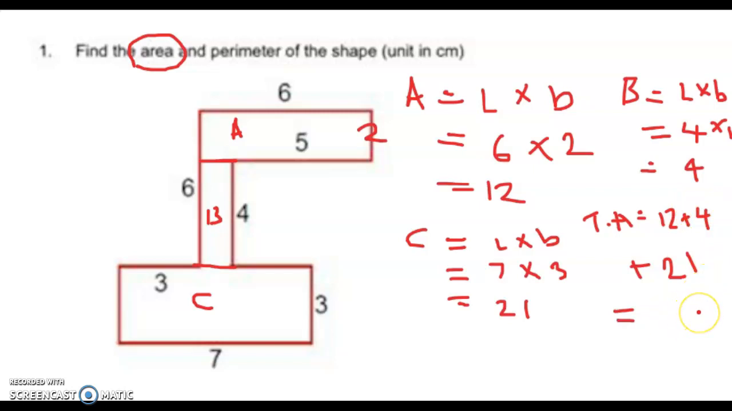You can write the answer, but make sure in area the answer is always in square units. Because we are multiplying 2 units. See, this is 6 centimeter, 2 centimeter. When we multiply, it becomes square. So now you can write the answer.